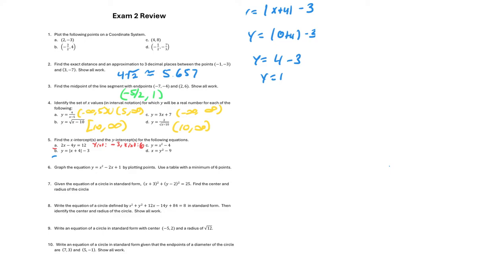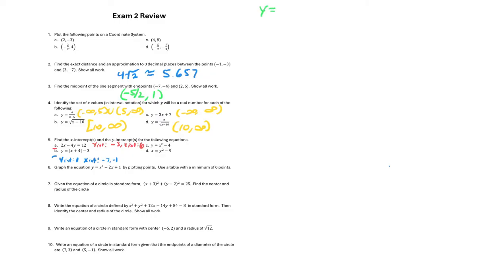Then for the x-intercept, we'll set y equal to 0 and solve for our x. So add 3 to both sides. But now we have x in the absolute value, so we get negative 3 is equal to x plus 4, or we get negative 7 is equal to x. And then we get 3 is equal to x plus 4, where we get negative 1 is also equal to x. So in this case, we have 2 x-intercepts.